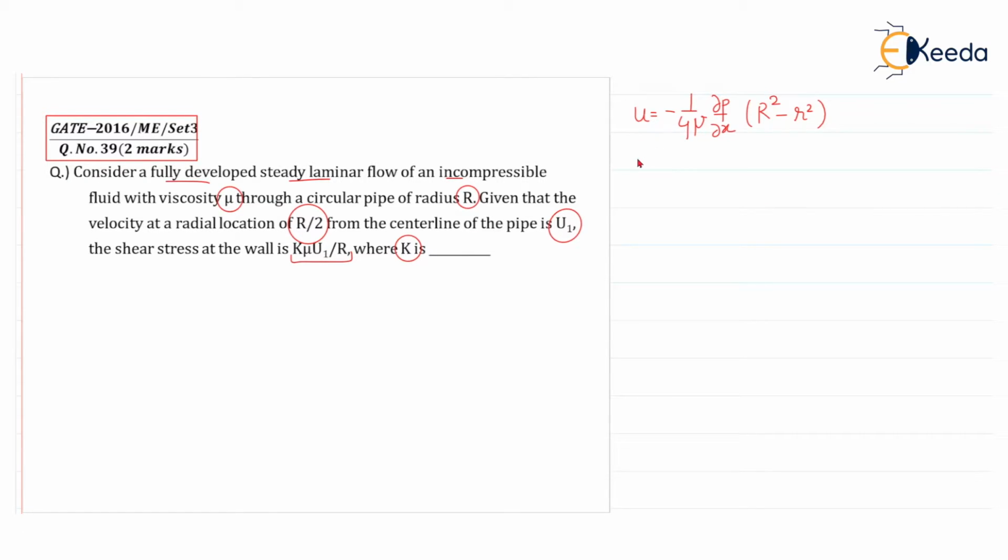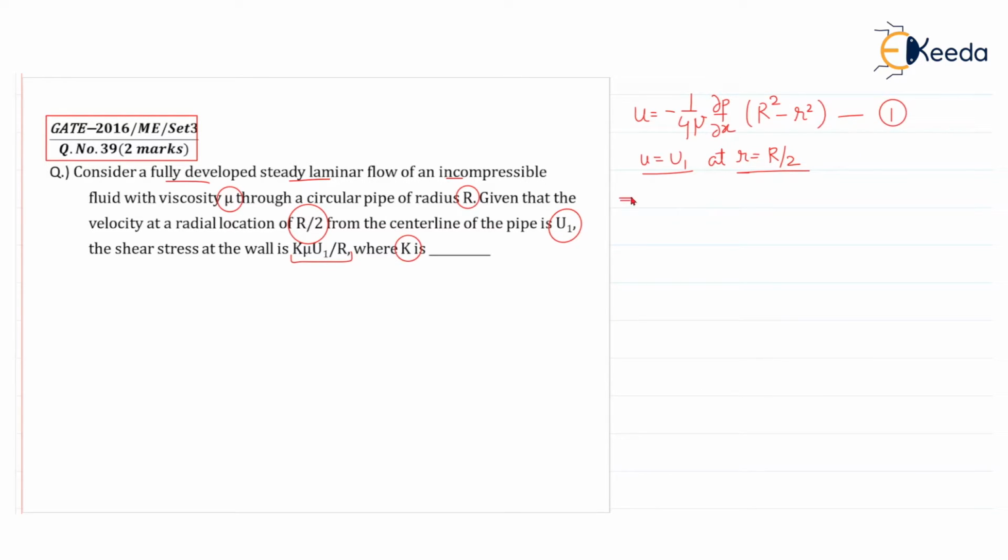So the condition given is, at the radial location of r by 2 from the center line, the velocity is u1. That means u is equal to u1 at small r is equal to capital R by 2. This is the given condition. So we'll put this condition in the given equation number 1.